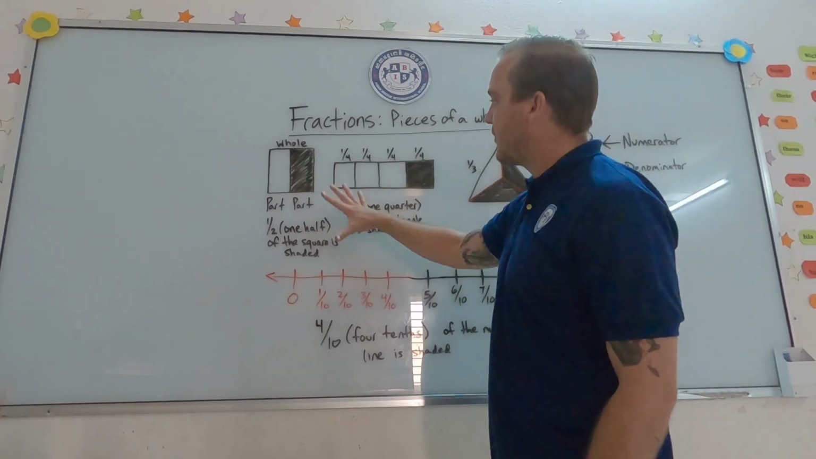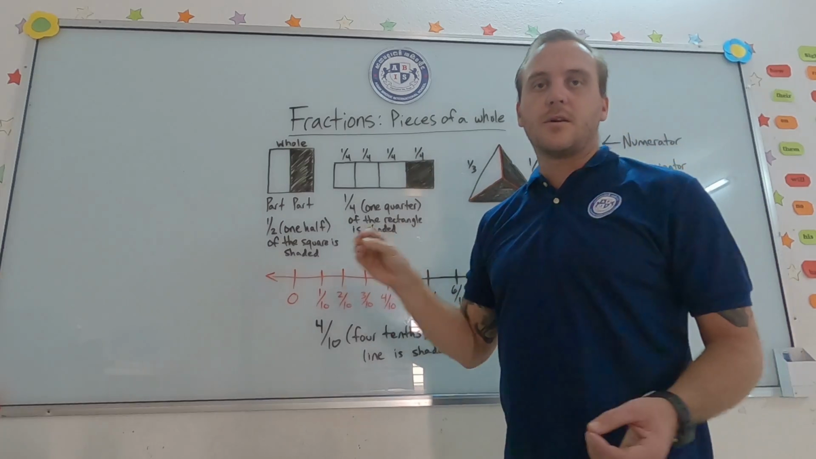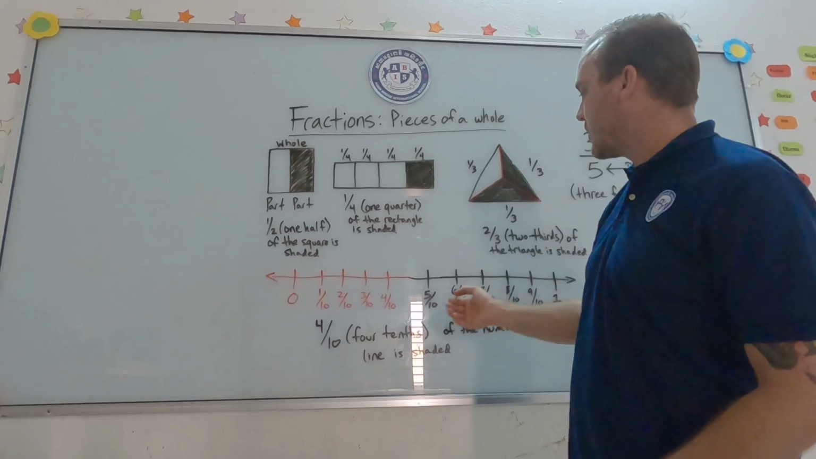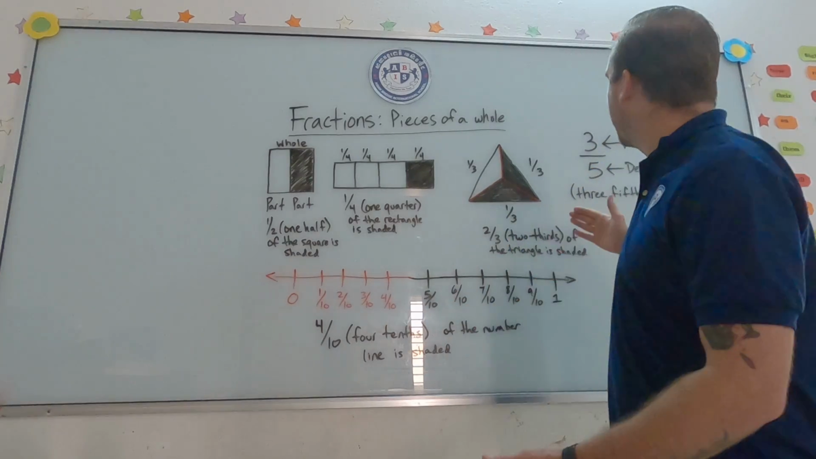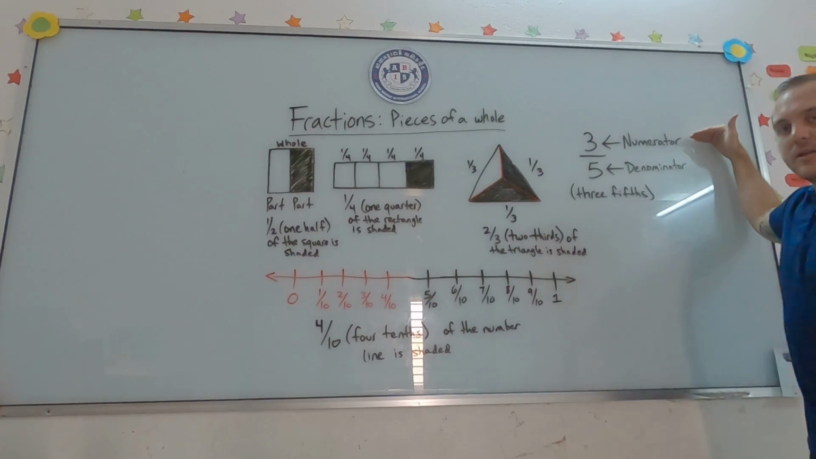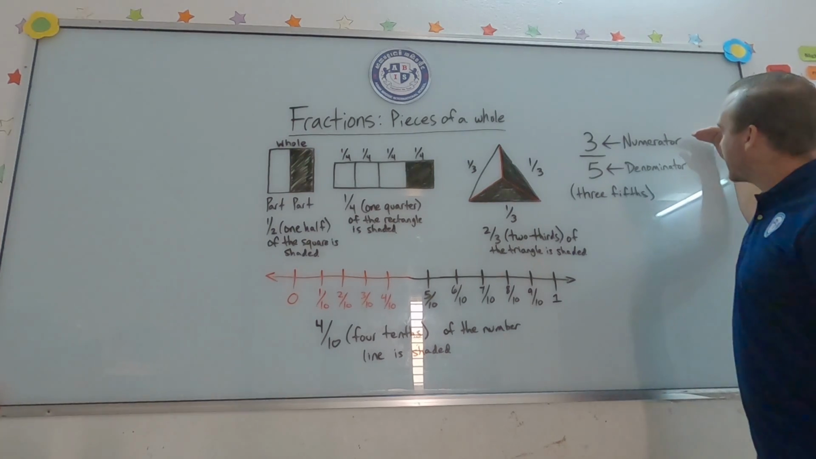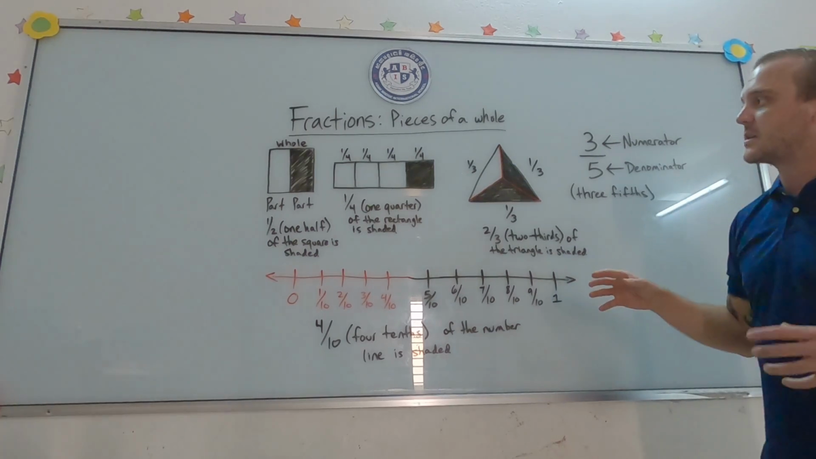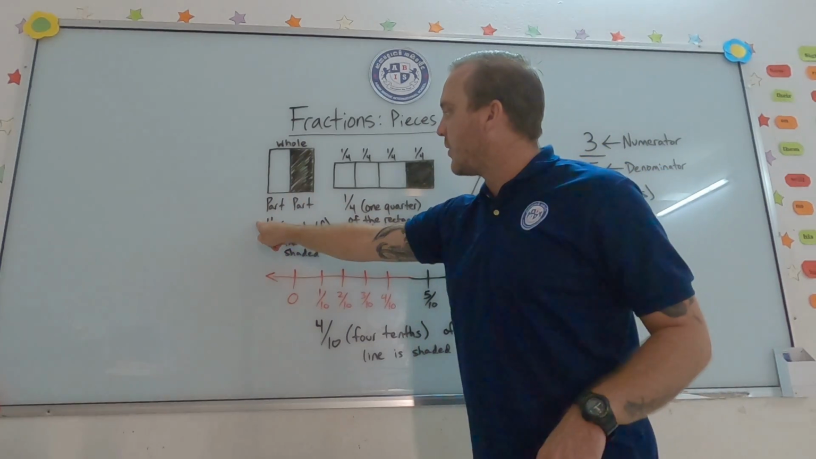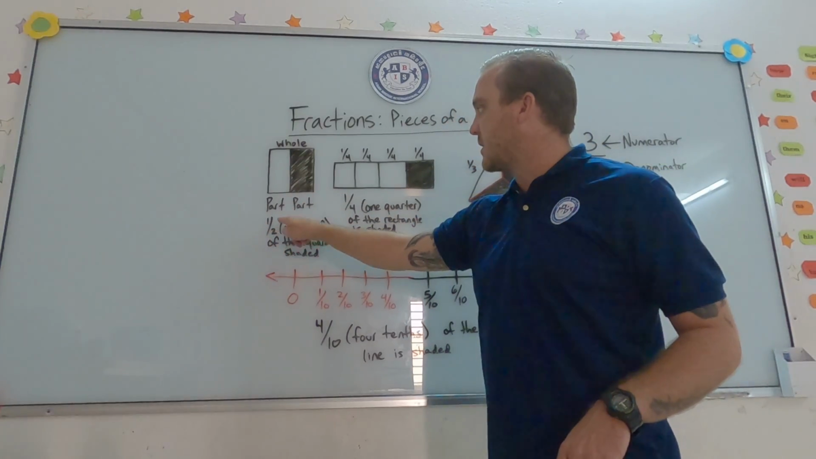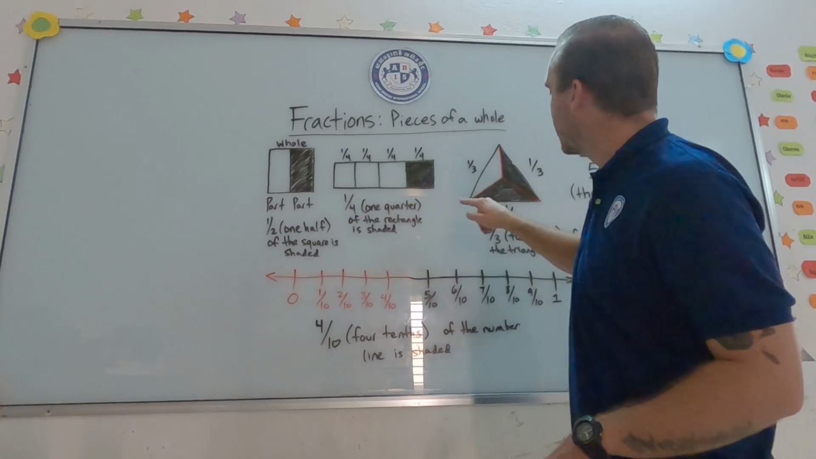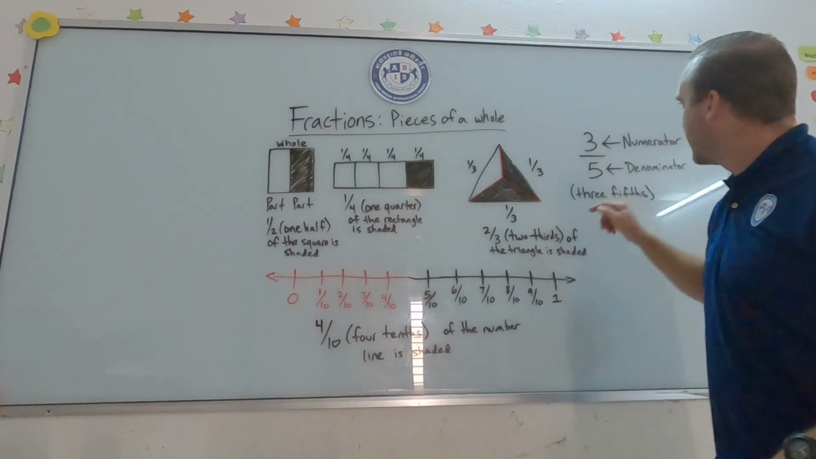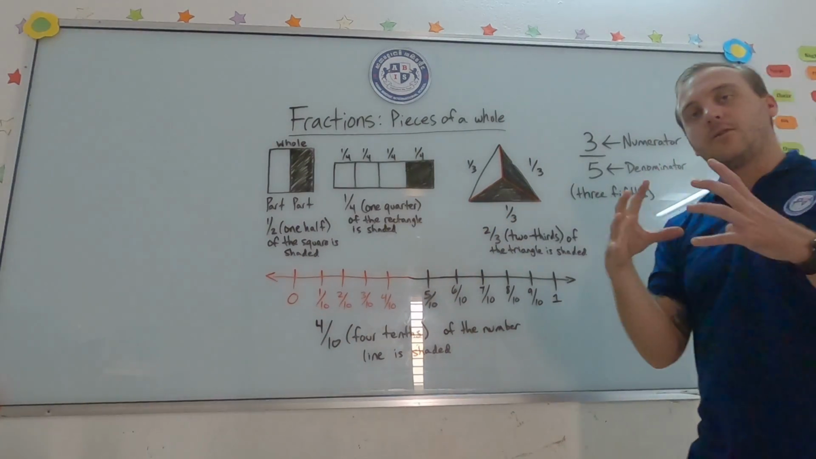So now that we have reviewed the different pieces of a whole, and some of the simpler ones like 1/2, 1/4, 2/3, 4/10, we want to remember the top number of the fraction is called the numerator. The numerator is the part of the whole, it's the piece. So the part that's shaded, the 1 of the 2 pieces, or the 1 of 4 pieces, the 2 of 3 pieces, the 4 of 10 pieces. That's the numerator. That's the part of the whole.